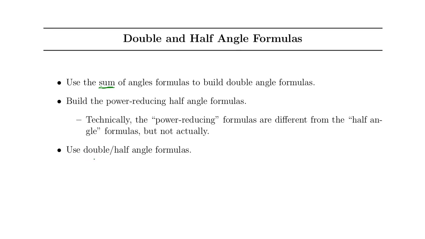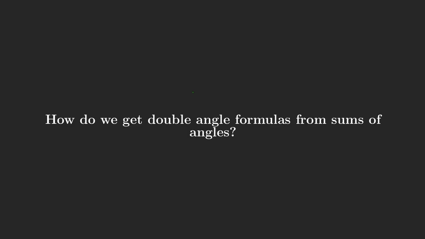We're going to use those formulas to get some practice doing some examples. So this shouldn't be too long. We don't have a lot to go over in this one. So how do we get double angle formulas from sums of angles? Well, if we know how to do the sine of a sum, why don't we change that to sine of theta plus theta. If we just make both of those angles the same thing, this is sine of 2 theta.